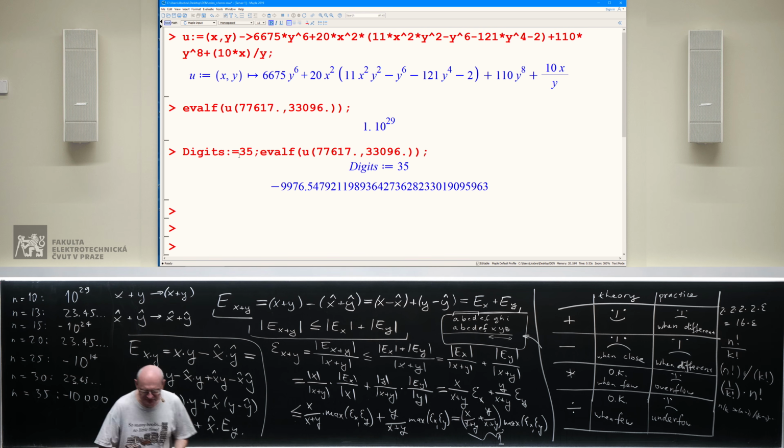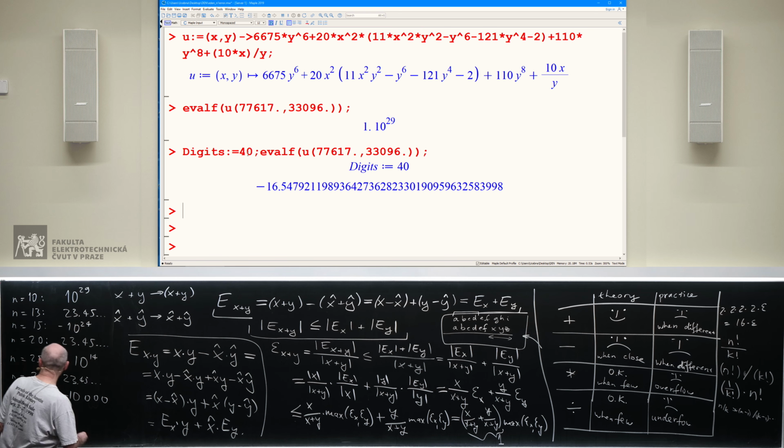Quite a list of values to choose from. How about 40 digits precision? With 40 digits precision, the alleged answer is minus 16 point, let's say 55. I rounded this one to 2 digits. Let me do it here as well. This is actually the correct answer.